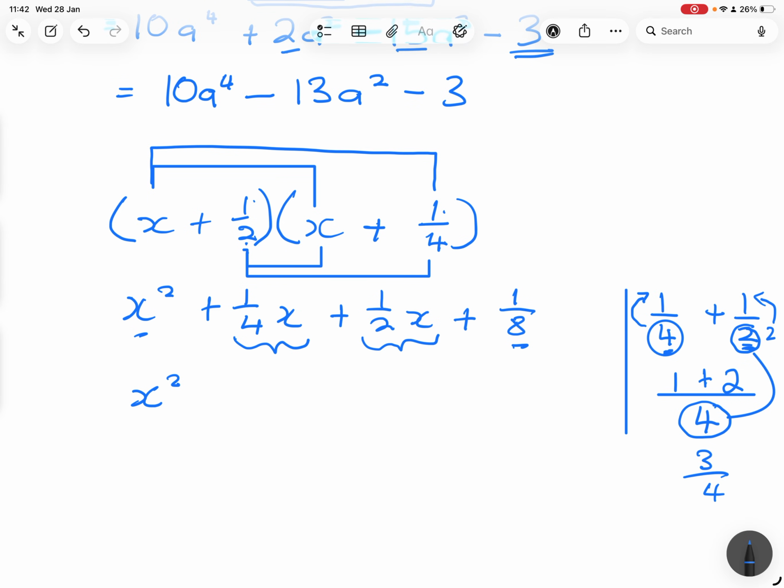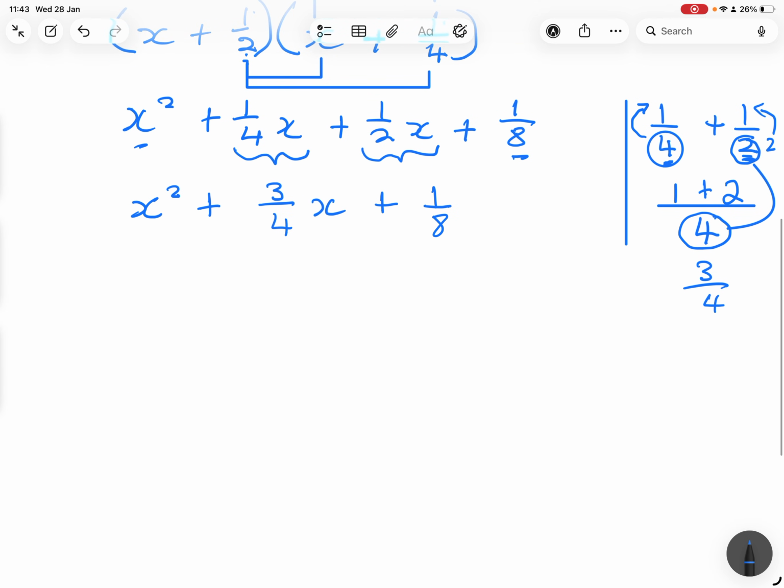Of course, you can always add this using your calculator, but it's always important for you to know how to do these from first principles, right? So we are going to have 3 over 4, but remember this has an x in it. So that is going to be plus 1 over 8. And that is how our trinomial will look.